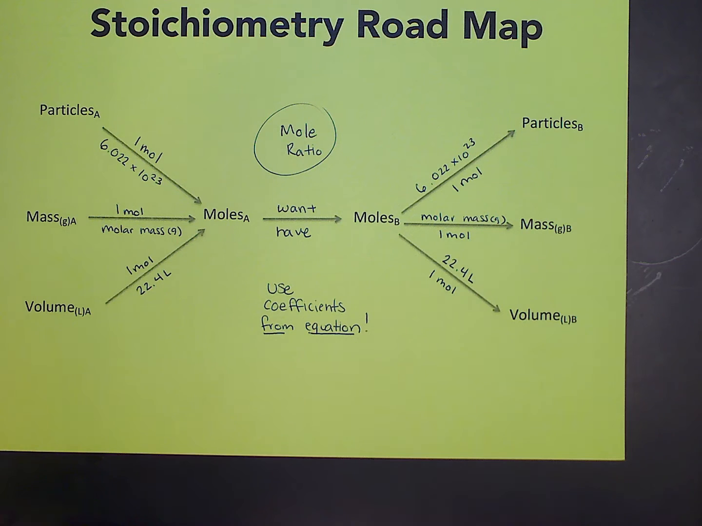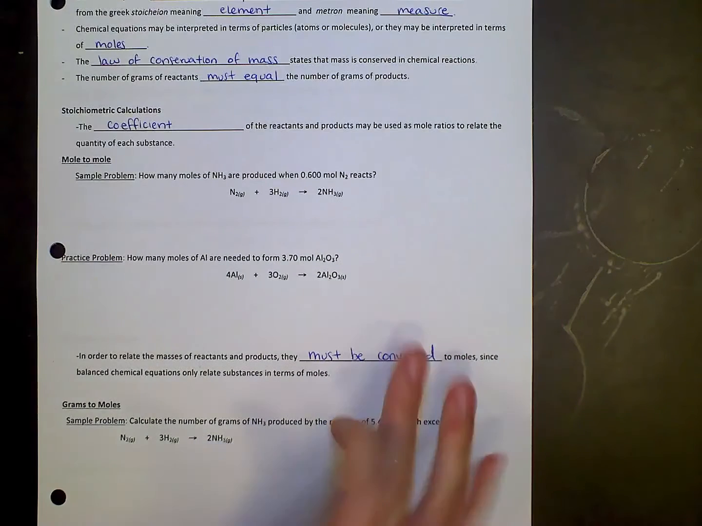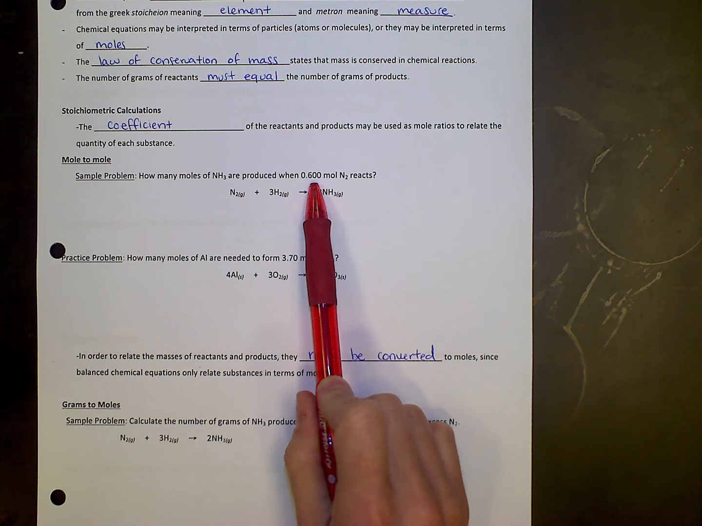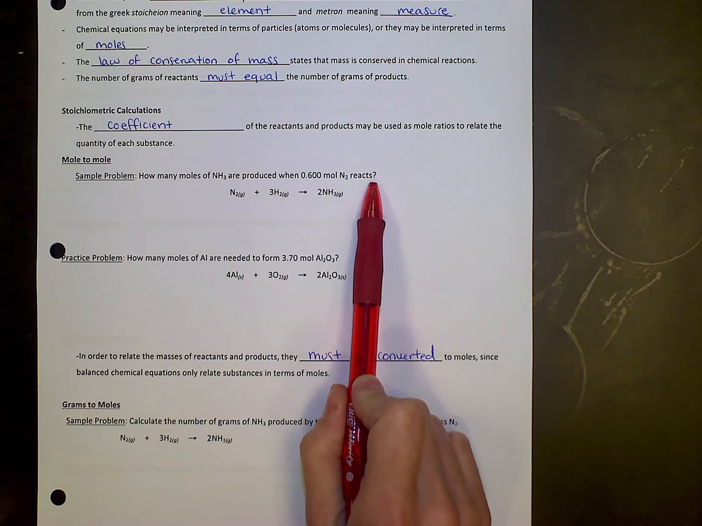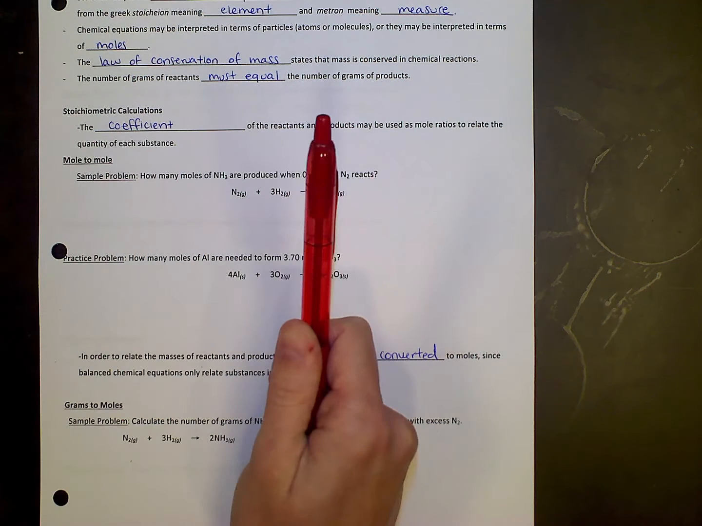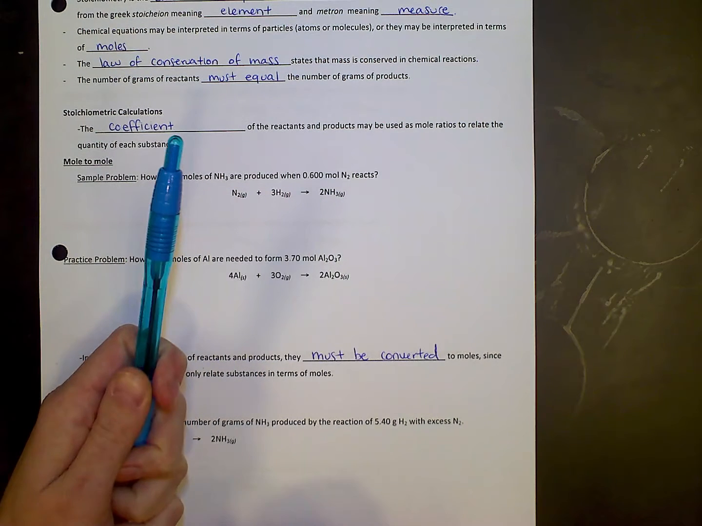Okay, so we're going to walk through how to do these problems. So putting this aside for a second, back to our packet. Let's read this first problem. So how many moles of NH3 are produced when 0.600 moles of N2 reacts? Okay, this is where you guys are going to take your 2 colors. I'm going to take my have color is my red, my want is my blue, okay?